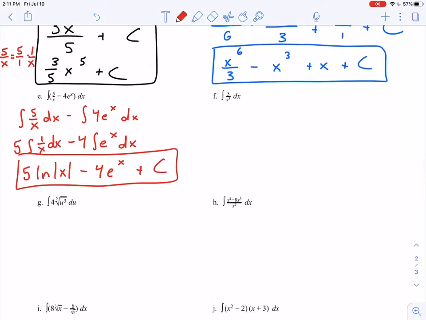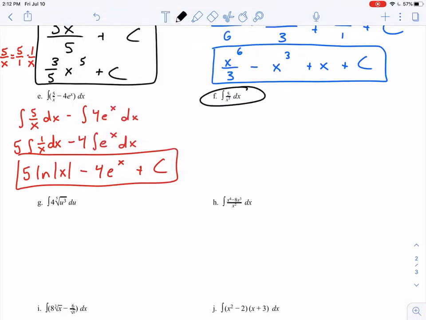So for now, when we have something that's perhaps a little bit more complicated than just a polynomial, I will go ahead and split that up into multiple integrals. But for polynomials, I think it's a little bit more manageable.